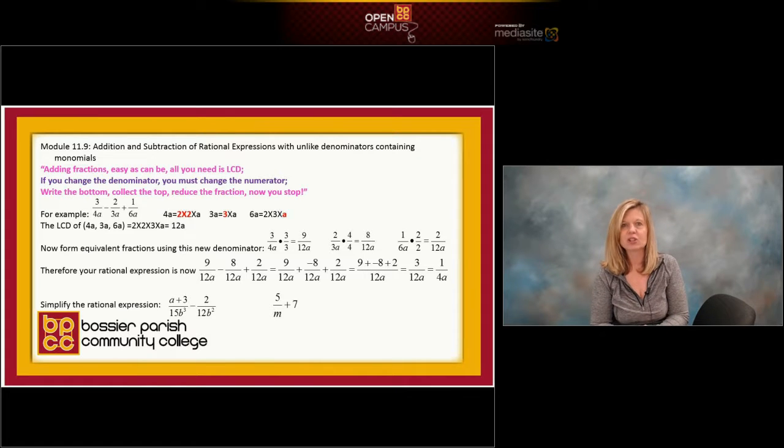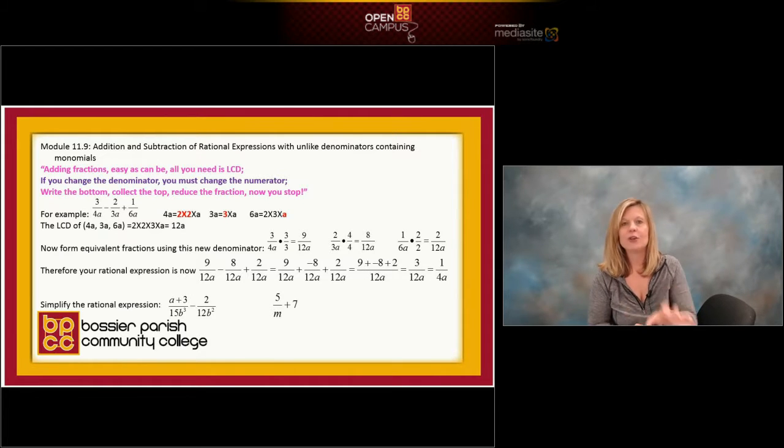I want to put together this rational expression: 3 over 4a minus 2 over 3a plus 1 over 6a. So I see 3 fractions, and I'm asking you to add and subtract. Right now, we cannot do that. To add and subtract, our denominators must be the same. We have to have like terms. So we're going to need a common denominator, an LCD, for 4a, 3a, and 6a.